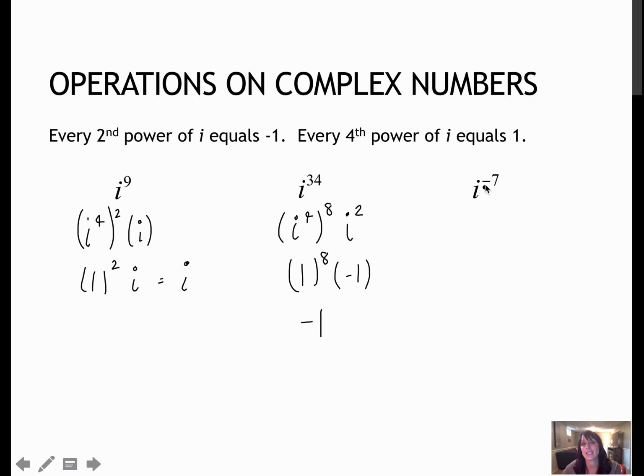And the last one, i to the -7th. So this negative means it's actually 1 over i to the 7th. So i to the 7th is i to the fourth, i squared, and i. So I'm just breaking it into parts because I know i to the fourth is 1, i squared is -1, and of course i. So I have 1 over -i would be my final answer there.